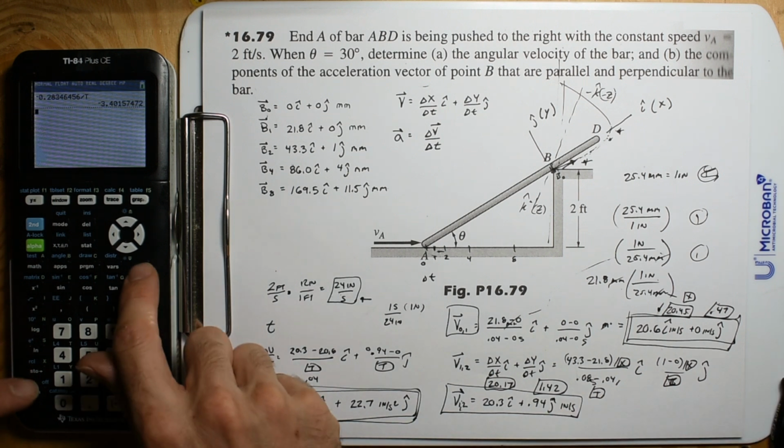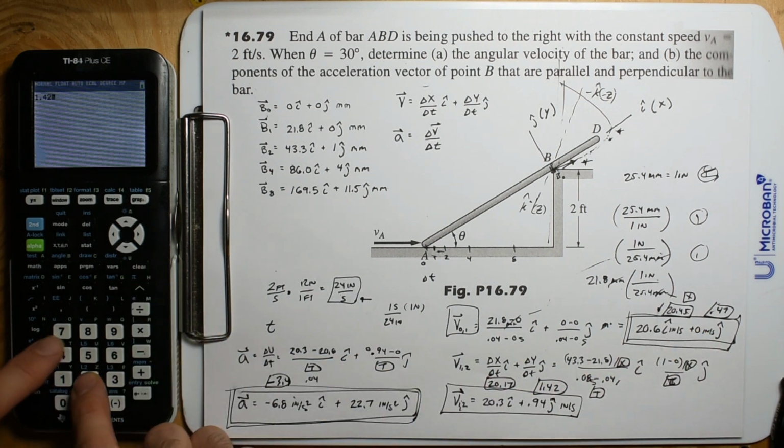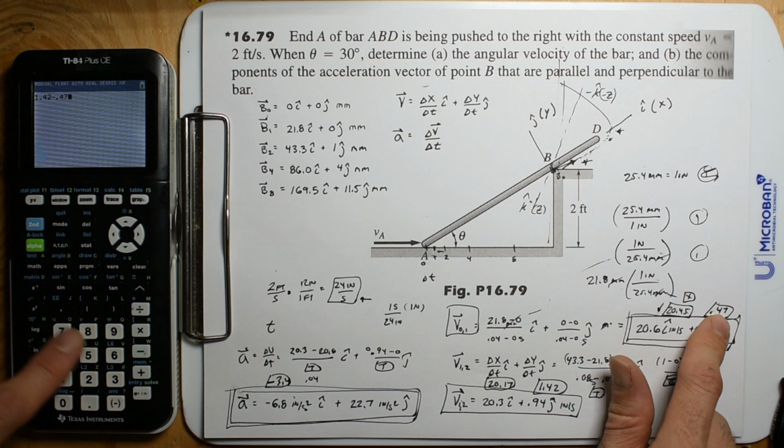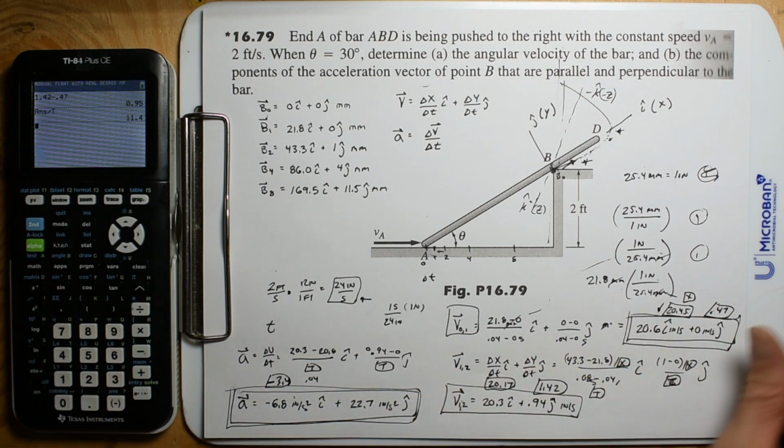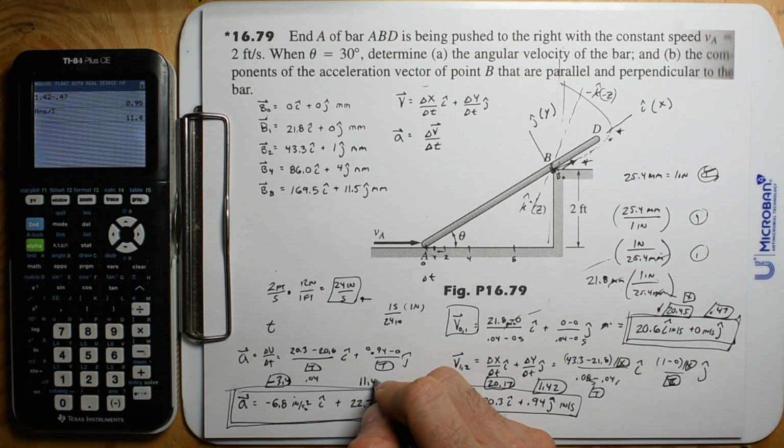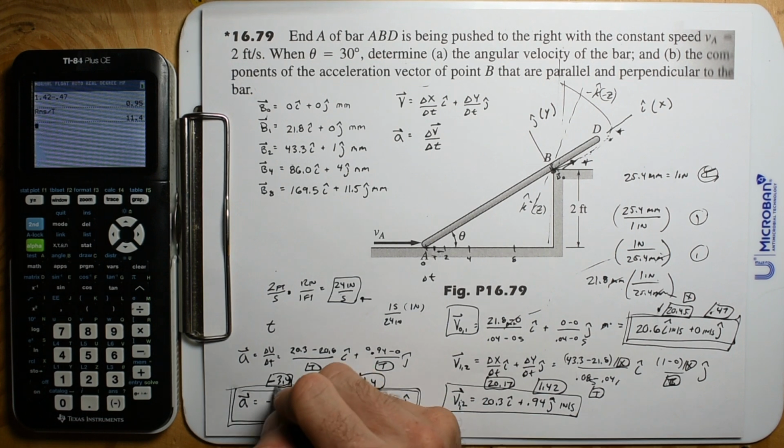Okay, let's do the next one. So we're going to have 1.42 minus 0.47 divided by alpha t, and this one's going to be 11.4. Yeah, I don't know. You know what I mean?